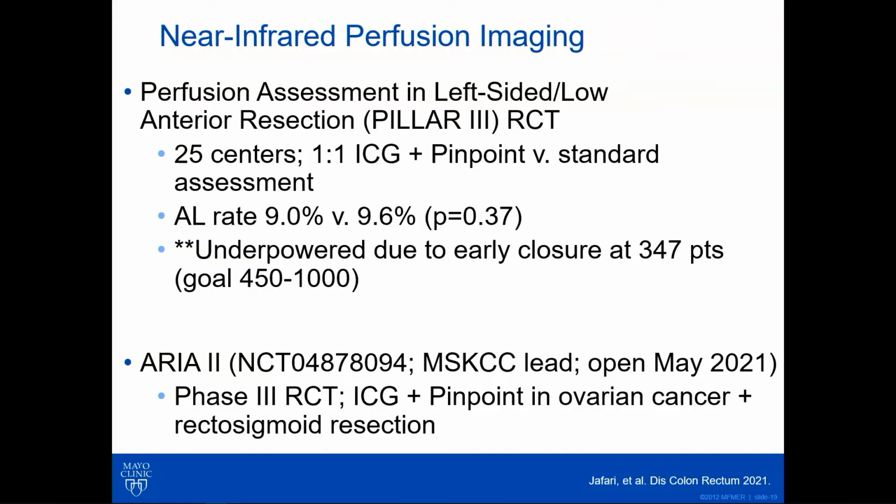Somehow, I'm not advancing. I only have one more slide. There we go. Perfect. Okay.